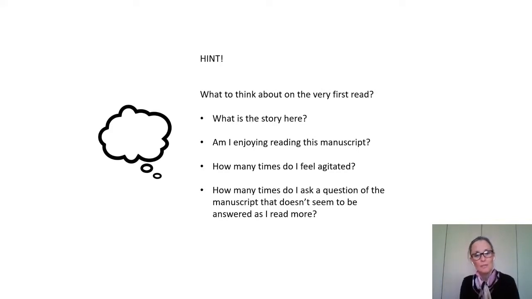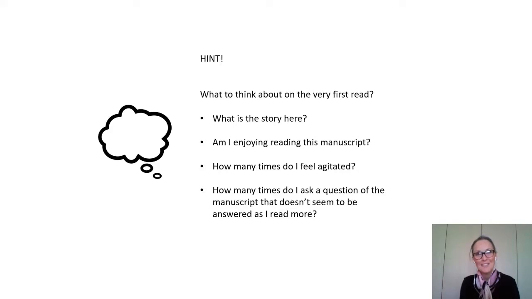Then it would be, am I enjoying reading this manuscript? Remember, at the end of the day, we all want to try and write well, and when you're reading a manuscript that's written well, it becomes enjoyable because you don't have to focus on what this person is trying to say in this sentence because of language or grammar issues, for example. A good one is, how many times do I get agitated?